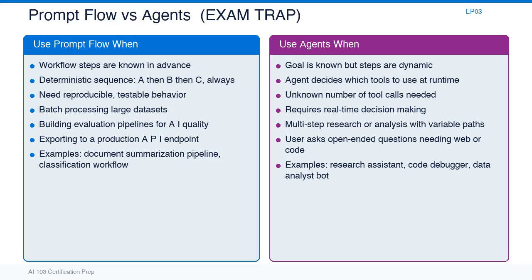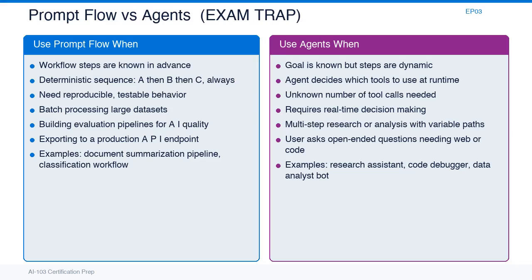Use prompt flow when the workflow steps are predetermined. You know it will always extract keywords, then search the database, then rank results, then summarize. The sequence never changes. Prompt flow is perfect for this. It is also the right choice for batch processing, running a large dataset through an AI pipeline, and for evaluation, measuring the quality of AI outputs against a test set. Prompt flow generates deployable API endpoints from your flow, making it easy to productionize.